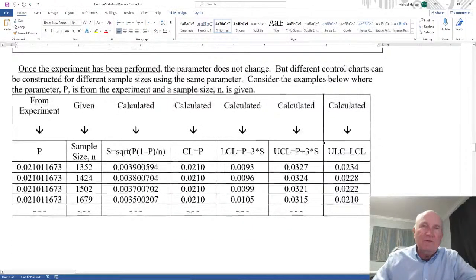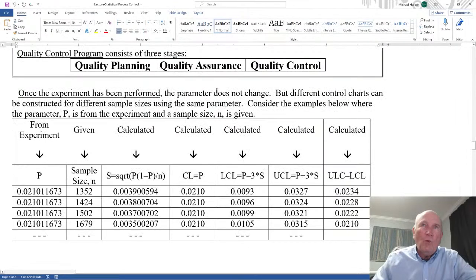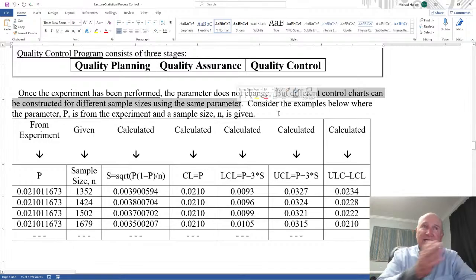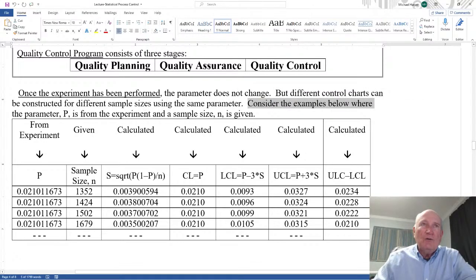Therefore, the parameter does not change, but different control charts can be constructed for different sample sizes using the same parameter. In other words, at different places in the process. Okay, consider the examples below where the parameter P is from the experiment and the sample size n is given.